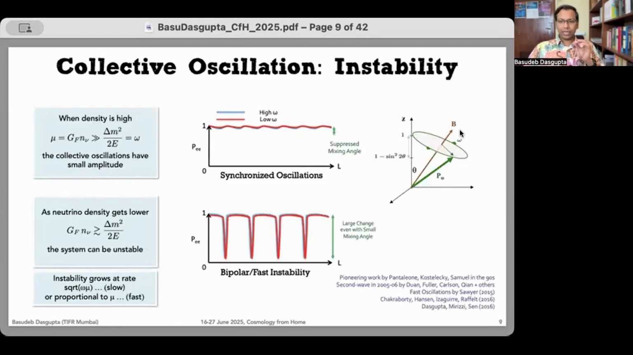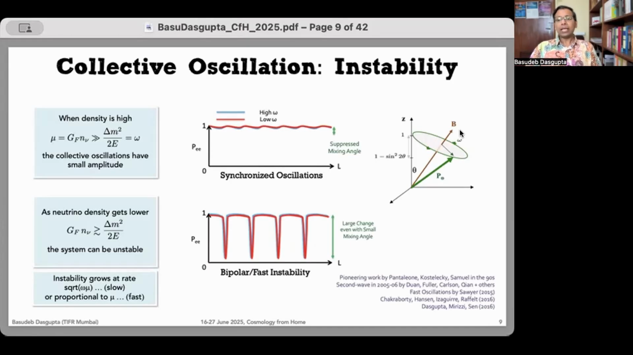Now, to quickly give you a sense of what happens because of these collective effects. If all neutrinos are in a single flavor, let's say nu E, and there are no nu mu's, and you start with all these nu E's at some high density, the mixing angle is very suppressed. And this system then acts essentially like it's pinned to that flavor, and there are what are called synchronized oscillations. These are very small amplitude and would possibly be even undetectable.